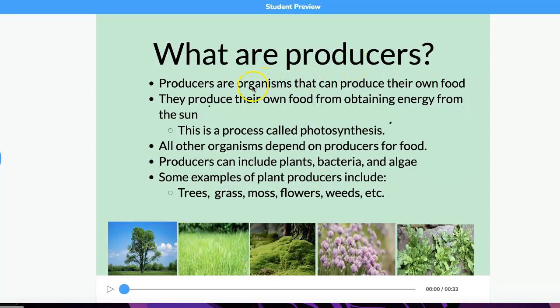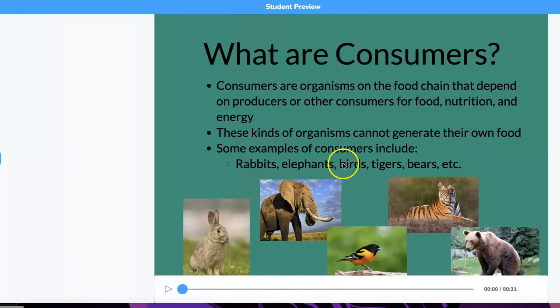Here I explain what producers are, what their role in the ecosystem is, and I provide specific examples of plant producers along with their corresponding pictures so that students can have a better visual when referencing producers.